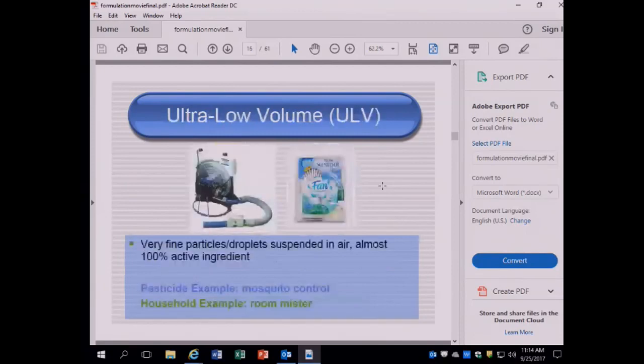All right, when we were talking about the different abbreviations a while ago, we talked about ultra low volume, and that's a system by which we use very small particles or droplets, suspended in the air, and you're using almost 100% active ingredient. Mosquito control is one of the things we use this type of pesticide application for, and in a household application you're using what they call a room mister.